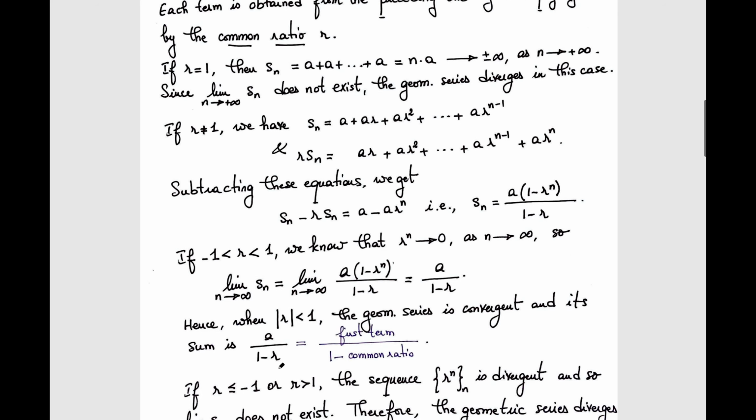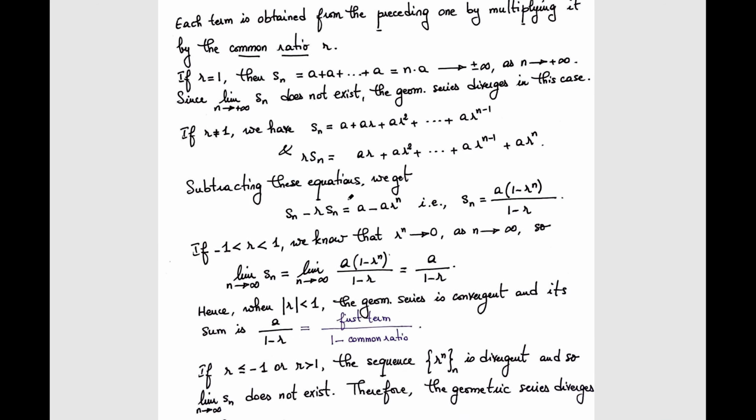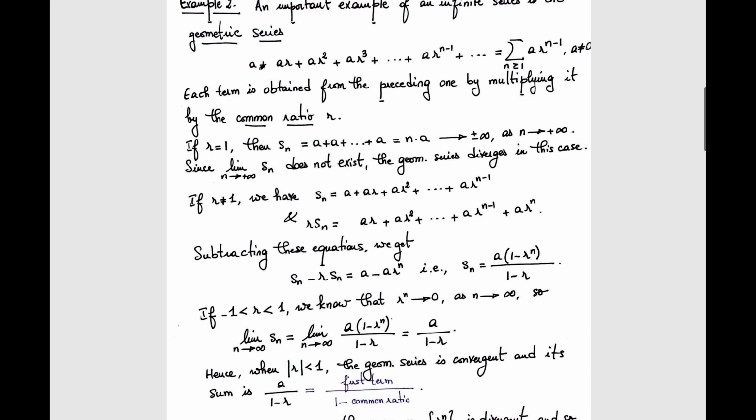Okay, and this is whenever r is between minus 1 and 1. How do you remember this? What's a with respect to the series? a was the first term, right? And r was the common ratio, remember? So when the common ratio in absolute value is smaller than 1, the geometric series is convergent to the quotient where the numerator is the first term and the denominator is 1 minus the common ratio.